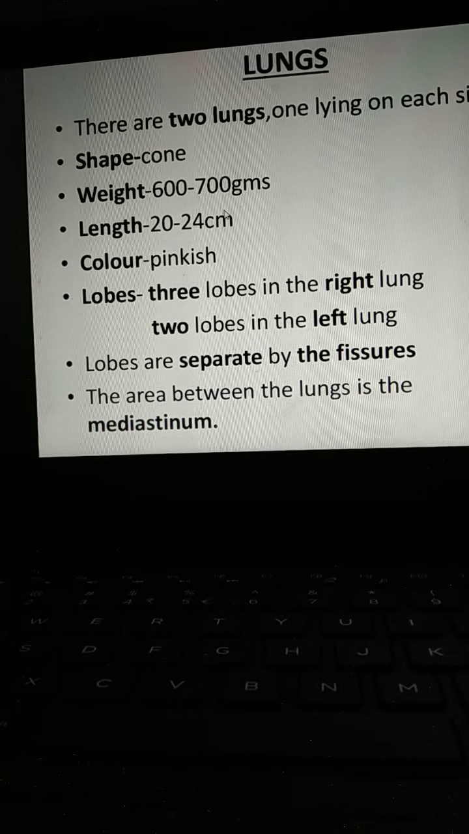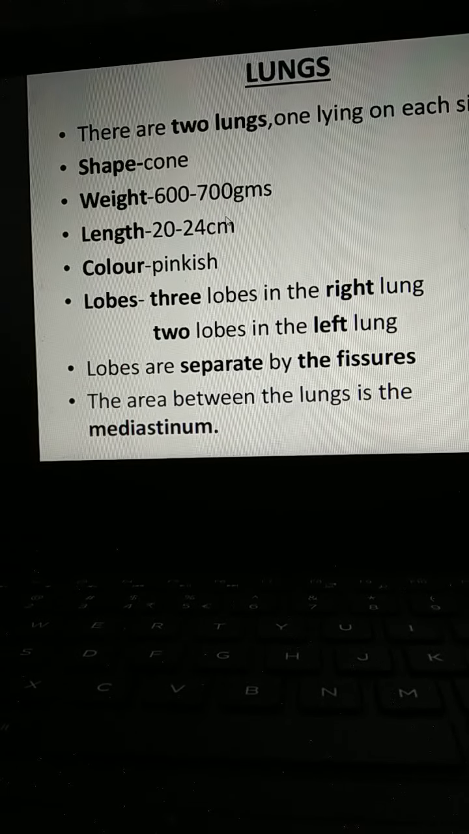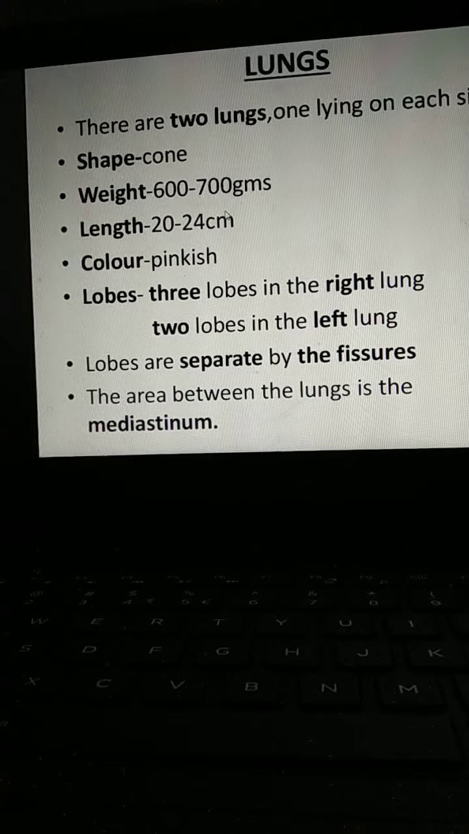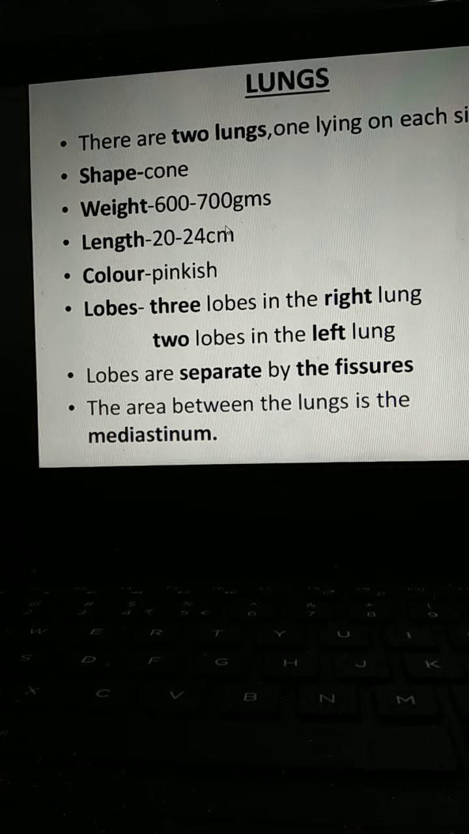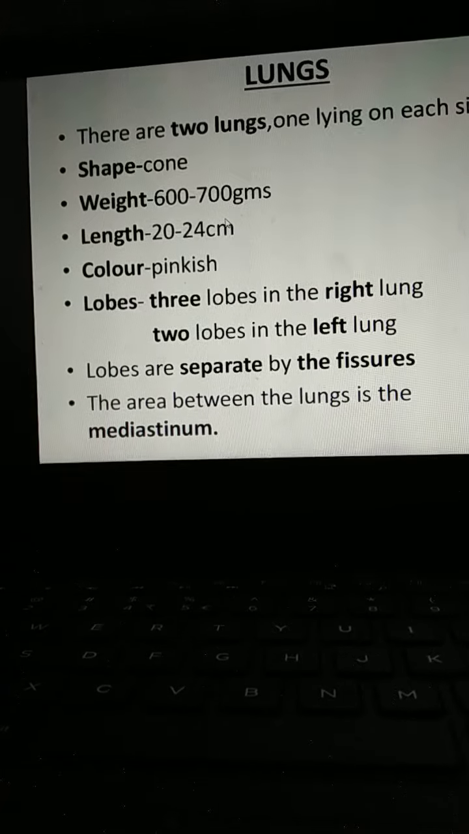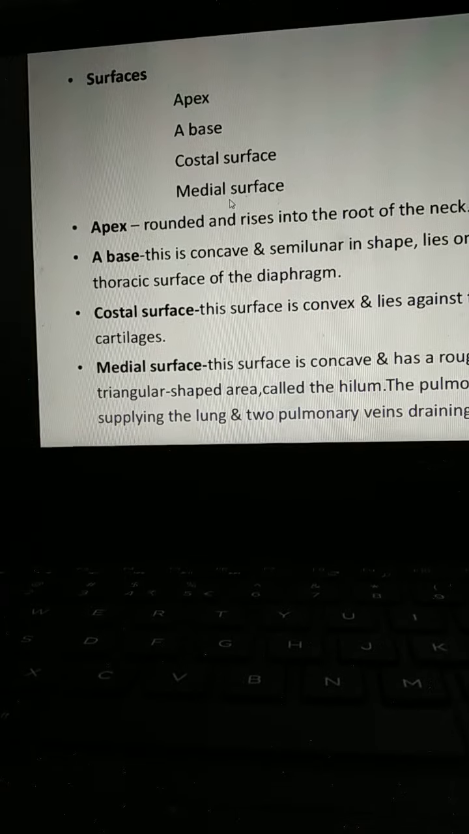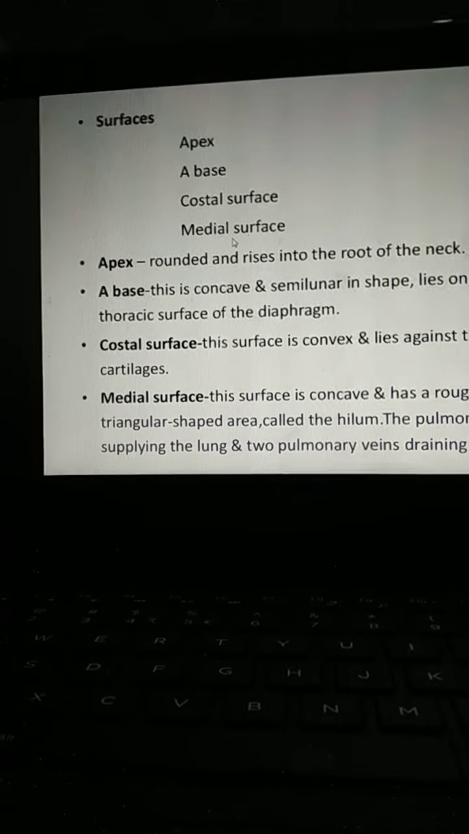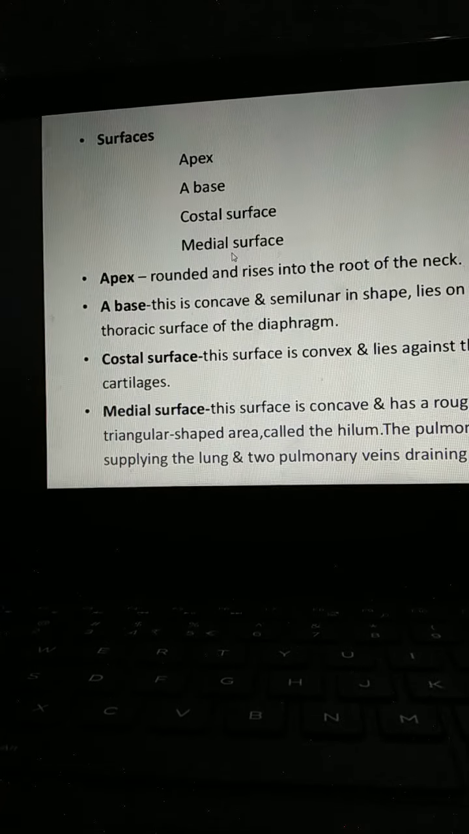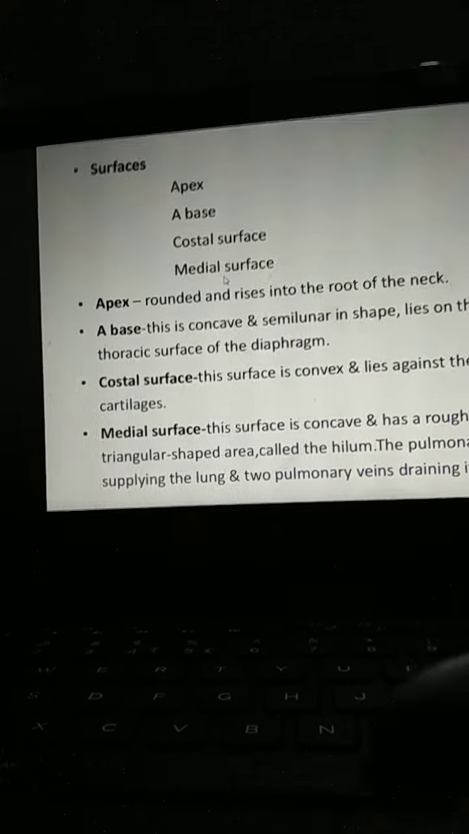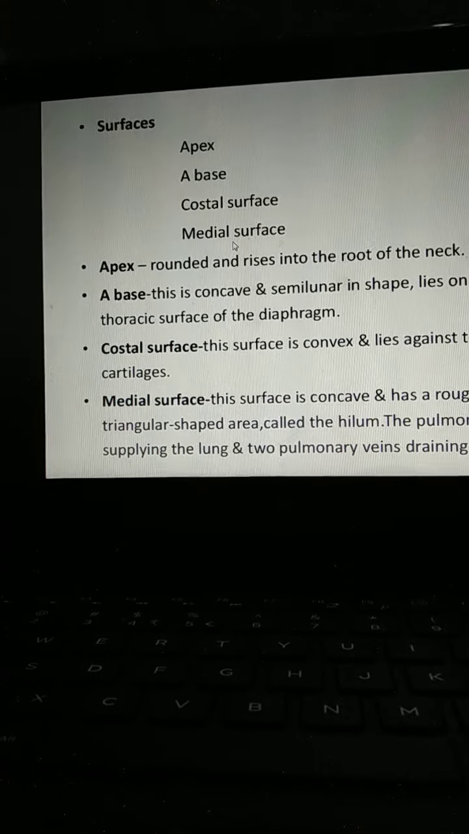The right lung consists of 3 lobes, and the left lung consists of 2 lobes. Each lobe is separated from another lobe by fissures. Within the two lungs there is a gap, and that gap is called the mediastinum. Each lung consists of mainly 4 parts: the apex, base, costal surface and the medial surface. I will now explain what each of these is.